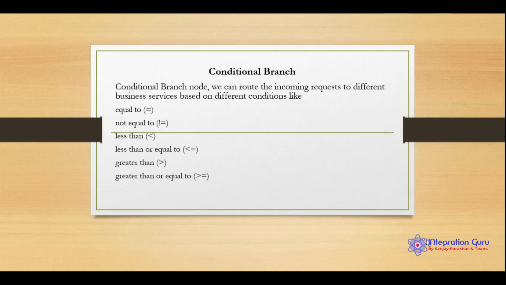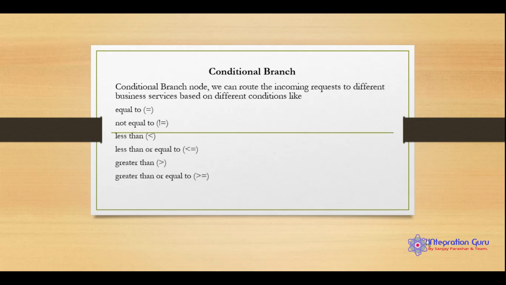Today I'm going to explain about the conditional branch. With the conditional branch, we can route incoming requests to different business services based on different conditions like equal, not equal to, less than or equal to, greater than or equal to. So based on the input content, the input message, we are going to route the message to the target system. For that, we are going to use the conditional branch.